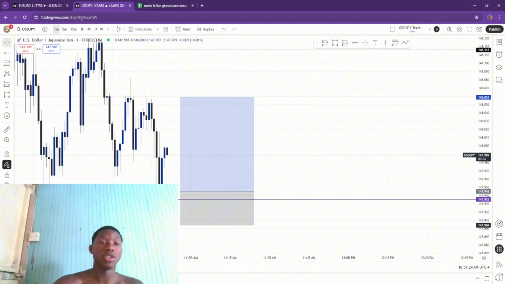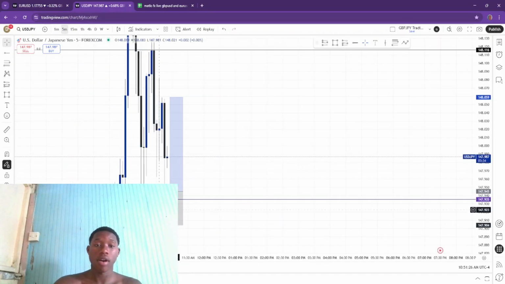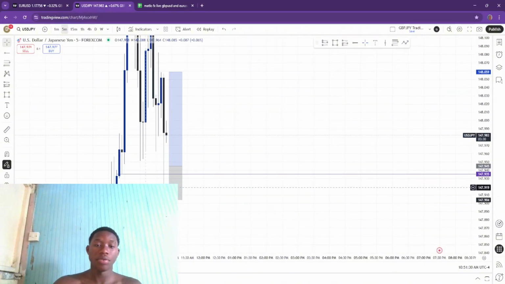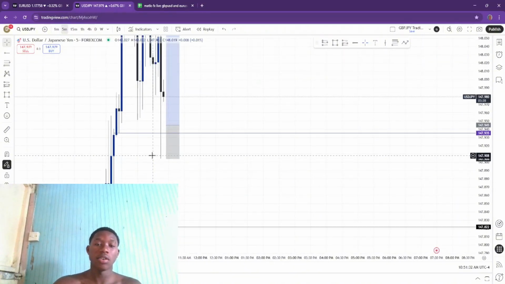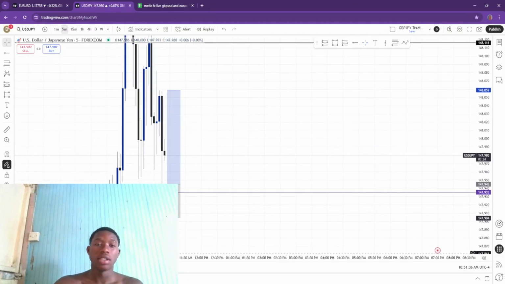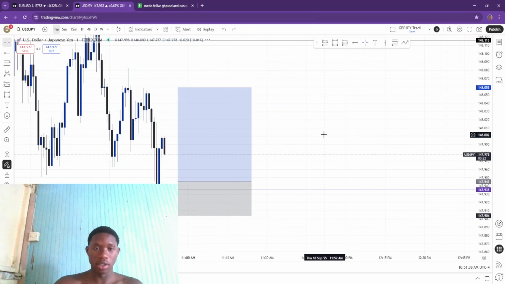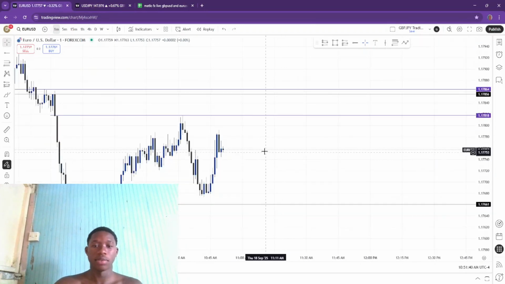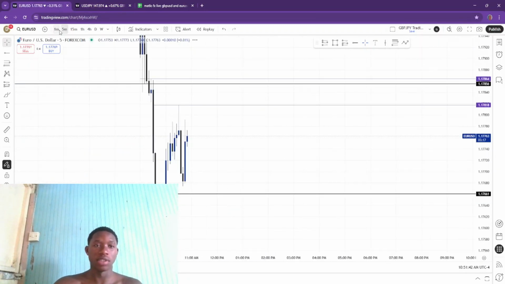What price needs to do is go back down, down and up, retest that line again, or go below that low and try to go to the uptrend again. But right now, it's not looking nice on USD JPY. Euro USD, however, looks awesome.